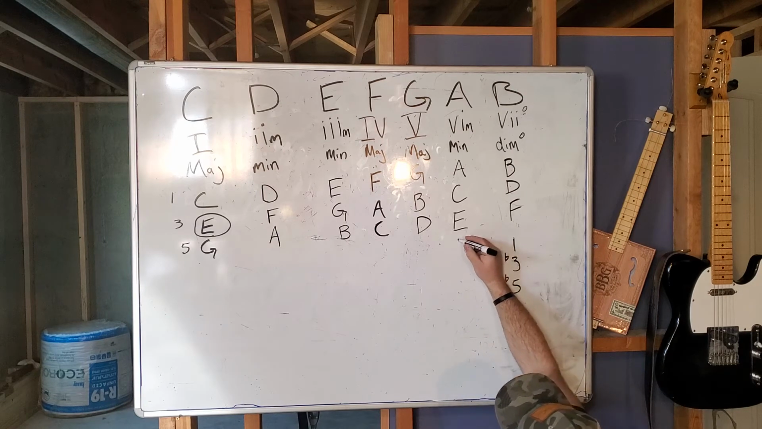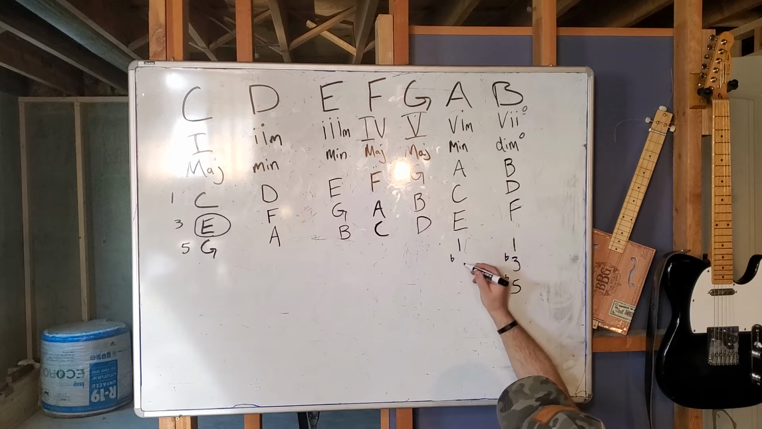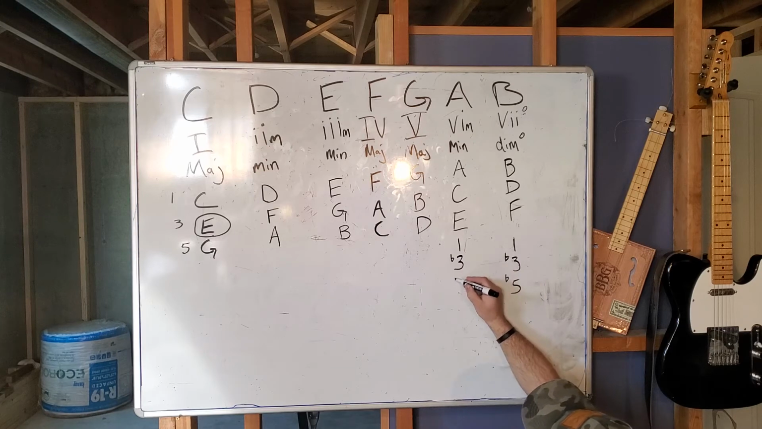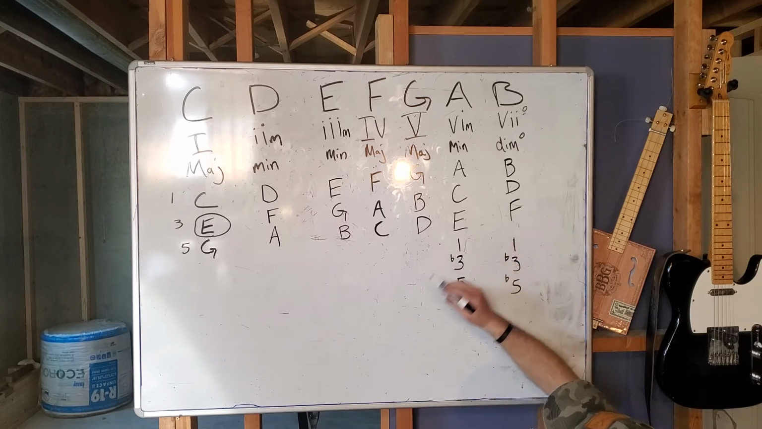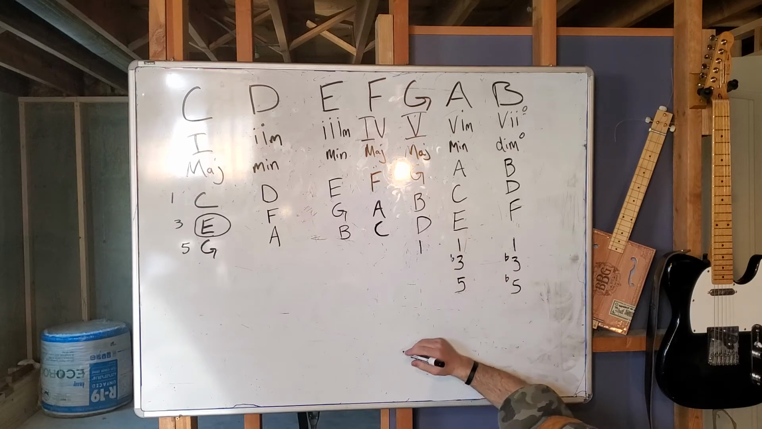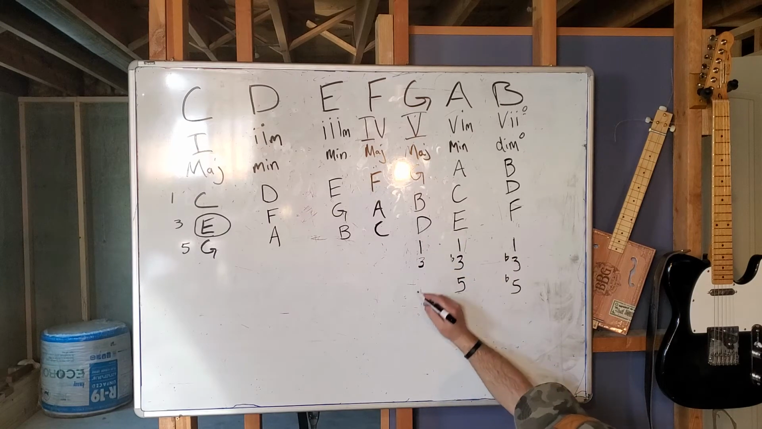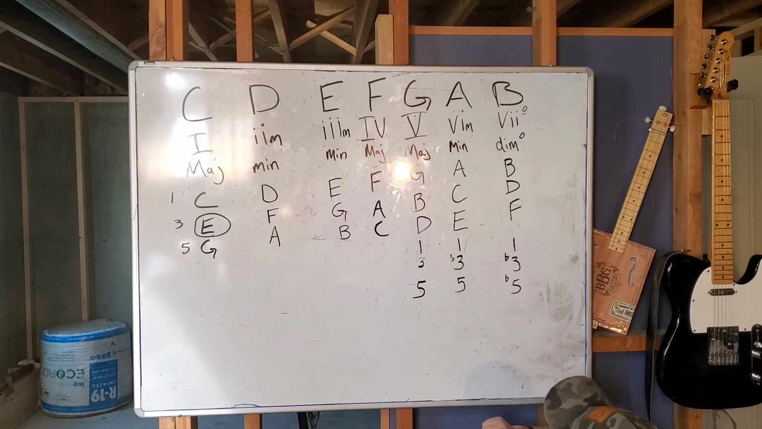Minor chords are going to be the 1, flatted 3rd, regular or perfect 5th. If you want to be correct, it's the perfect 5th. So that's your minor pattern here. Your major pattern is a 1, a 3, and a 5. I hope y'all can see that.